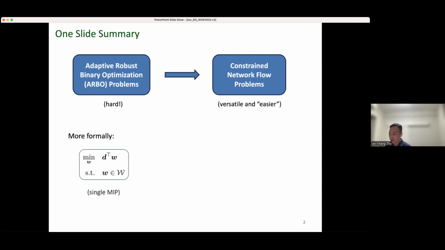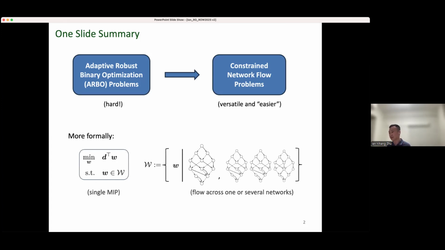Just to be a little bit more formal, what we're going to do is take these two-stage robust problems and write them as a single mixed integer program. Our mixed integer program is going to look something like this, where I'm minimizing a single linear objective over W subject to some constraints. And the punchline of our paper is that this capital W, the feasible region that defines this mixed integer program, is going to correspond to flows across one or several networks. So this is the high level overview of this talk, and we're going to talk about how we get this reformulation and how we actually build these networks. Feel free to interrupt at any time if you have questions.